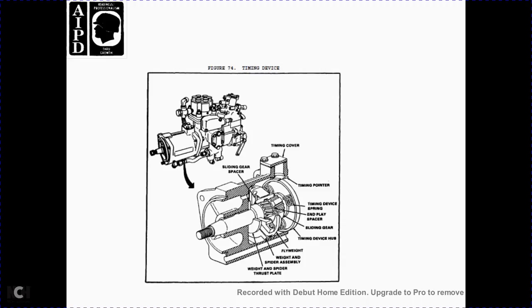Figure 74 shows the timing device, with the sliding gear and space for the timing gear of the timer, the spring, and the sliding gear of the timing device hub, the flyweight, the weight of the spider assembly, and the spider thrust plate.